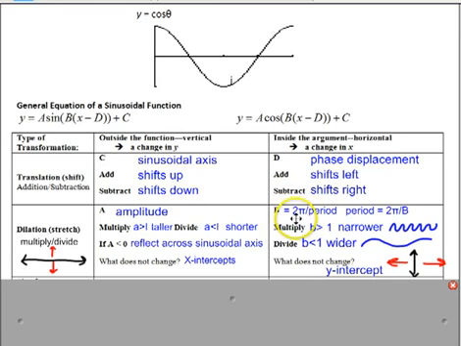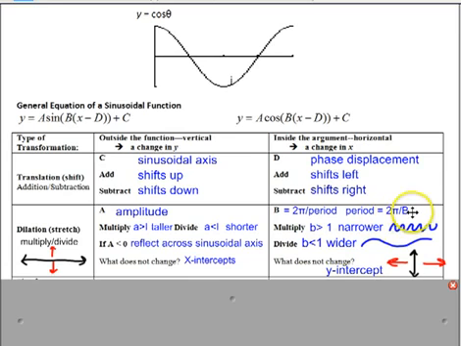B affects the period. B is 2 pi divided by the period, or the period is 2 pi divided by B. If we multiply by B, in other words, B is greater than 1, the graph actually becomes narrower, because 2 pi divided by B is the new period. If we divide by B, or multiply by a number less than 1, the graph actually becomes wider, because 2 pi divided by a number greater than 1 makes the period smaller.